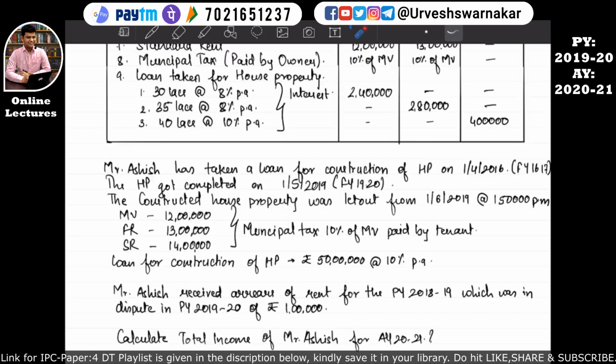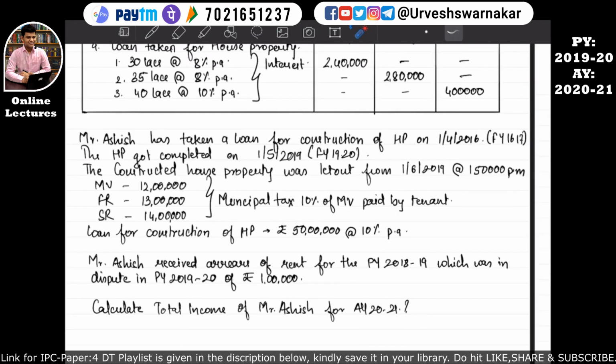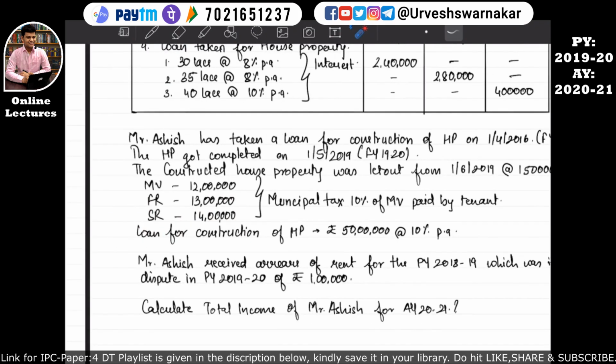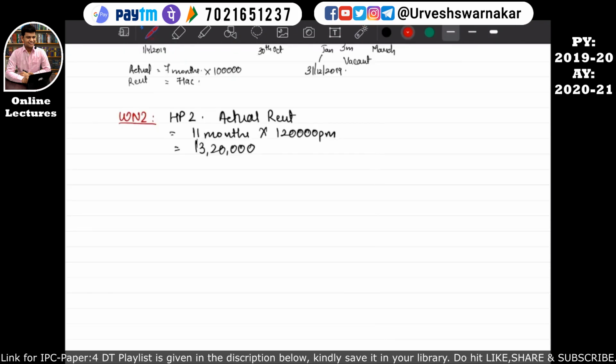Okay, here they have given us the detail that Mr. Ashish has taken the loan for construction of house property on 1st April 2016. That means the loan was taken on this date. The house property got completed on this date, that is 1st May 2019. Then the constructed house property was let out from 1st June 2019 at the rate of 1,50,000 per month. That means for 10 months the house property was rented. So let's calculate the actual rent for the house property which is constructed.